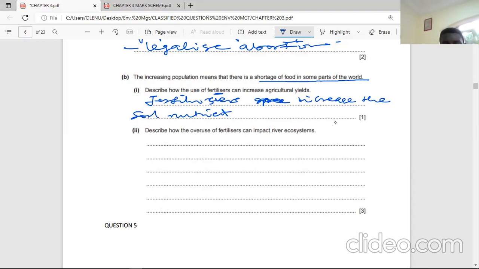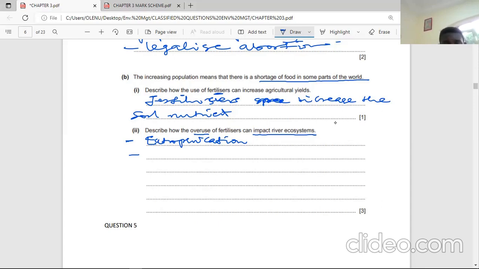Now, describe how overuse of fertilizer can impact a river ecosystem. The first reason you should write is because when you apply fertilizer to a farm, and there is excess rainfall, the fertilizers will be washed away into the river, and the first impact it will cause is what is referred to as eutrophication. Once you know the word, then you explain what it means. If you can't remember the word eutrophication and you explain what will happen in the river, you will still get your full mark.